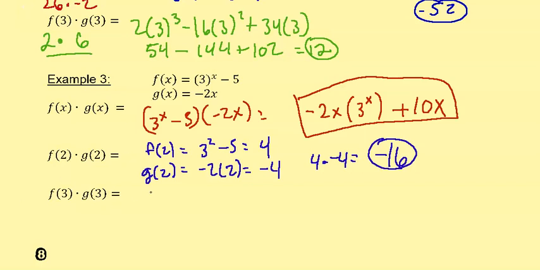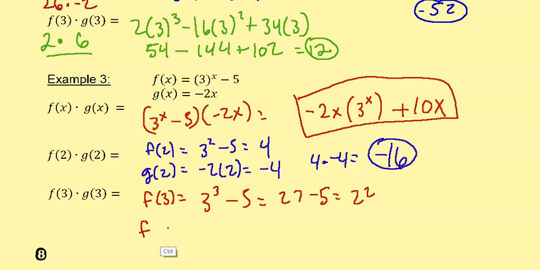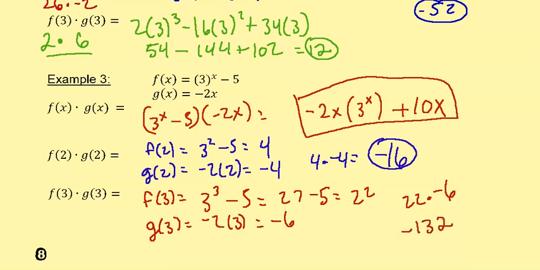And then let's find f of 3 and g of 3. So 3 to the third power minus 5. It's 27 minus 5. And then that would equal 22. And then g of 3, you have negative 2 times 3, so negative 6. So 22 times negative 6 would equal negative 132.